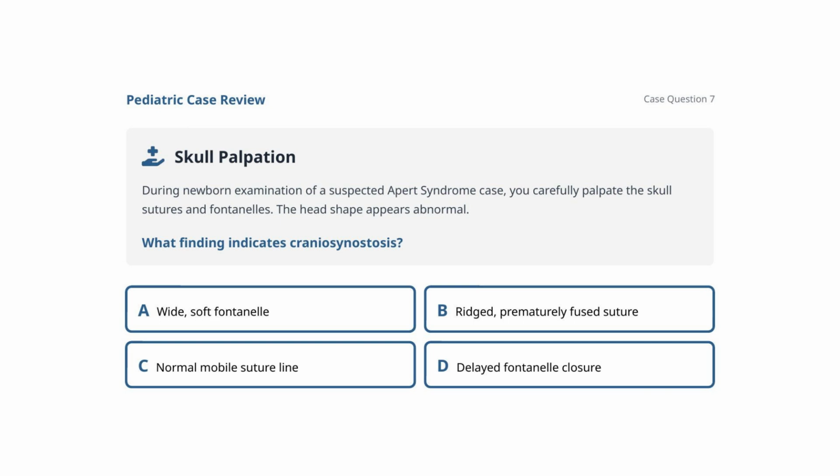During newborn examination of a suspected Apert syndrome case, you carefully palpate the skull sutures and fontanelles. The head shape appears abnormal. What finding on palpation indicates craniosynostosis? Option A, wide soft fontanelle. Option B, ridged prematurely fused suture. Option C, normal mobile suture line. Option D, delayed fontanelle closure.